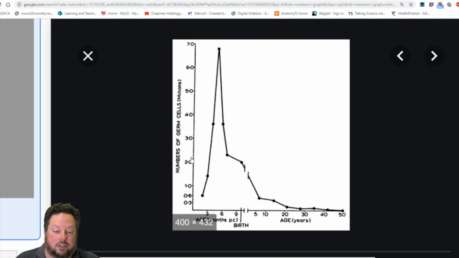And on the left-hand side, on the y-axis, we've got numbers of germ cells in millions. So we're talking about the germ cells. There could be a number of different germ cells which exist within this.